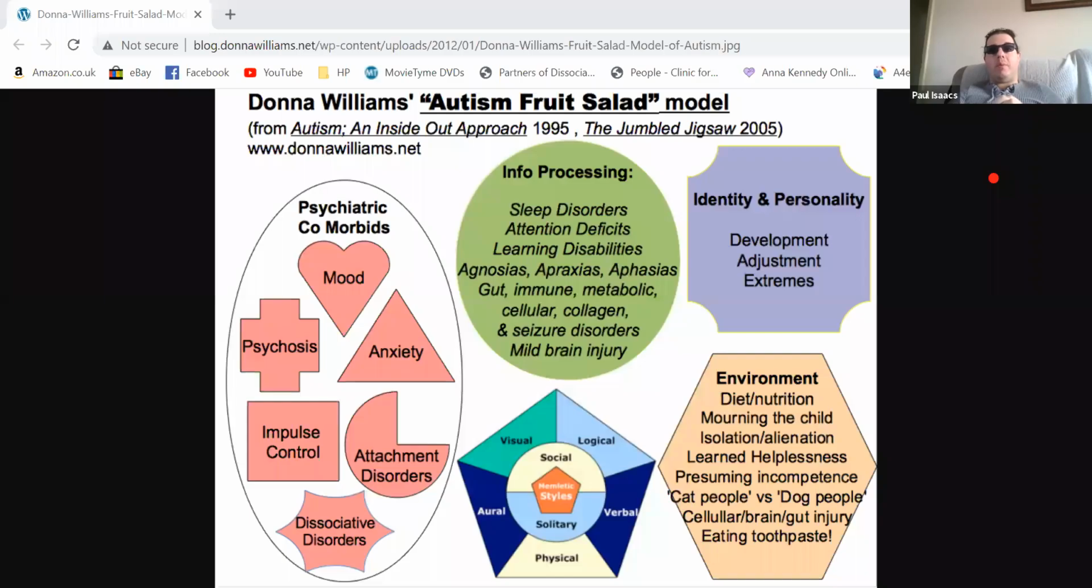As I explained to Paulette before we started recording, maybe we should just start off with one slide that is introducing autism, and then in the subsequent training sessions we're going to expand on this model. Now, a brief introduction to the model.